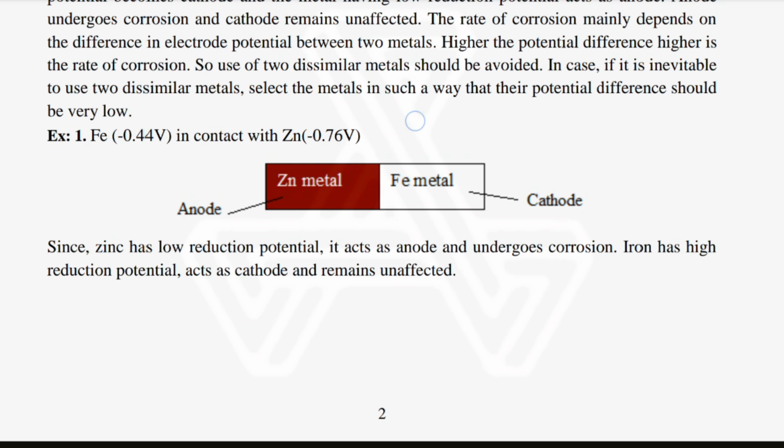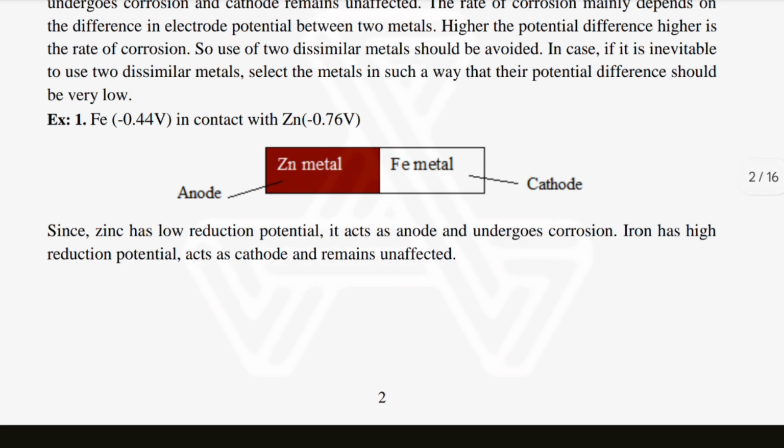The higher the potential difference, the higher is the rate of corrosion. So the use of two dissimilar metals should be avoided. In case it is inevitable to use two dissimilar metals, select the metals in such a way that their potential difference is very low.